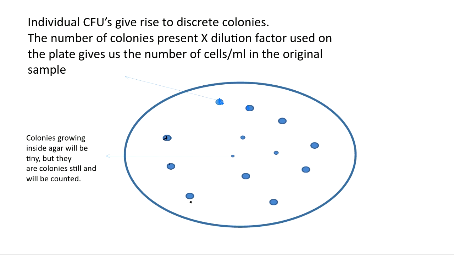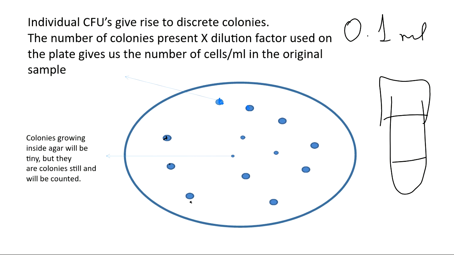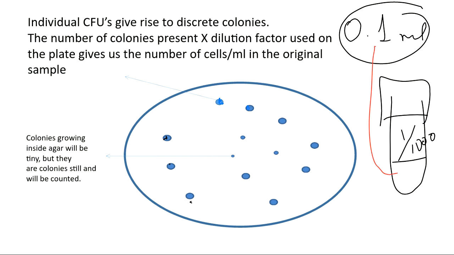So that when you look at the colonies, you can count them and know that the 0.1 mil that was transferred from the dilution, let's say this is the 1 to 1,000 dilution, and we threw it onto the plate. And we count the number of colonies, which are also called CFUs: 1, 2, 3, 4, 5, 6, 7, 8, 9, 10, 11, 12, 13. And we come up with 13 colonies.